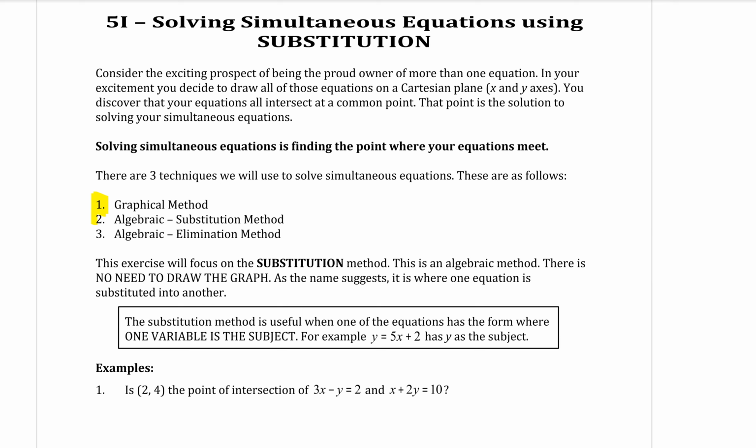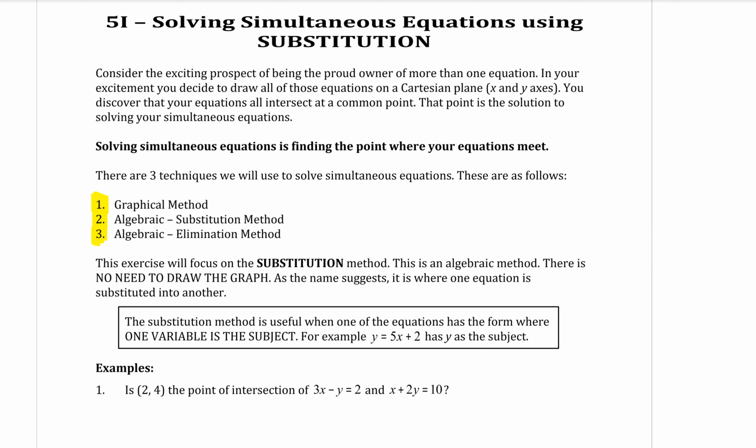The first algebraic method is the substitution method, which is the one we're going to be learning about today, where you want to sub one equation into the other. That's why it's called substitution. Then we're also going to learn the elimination method, which is where you want to eliminate either the x or the y from the equation to help you solve it.